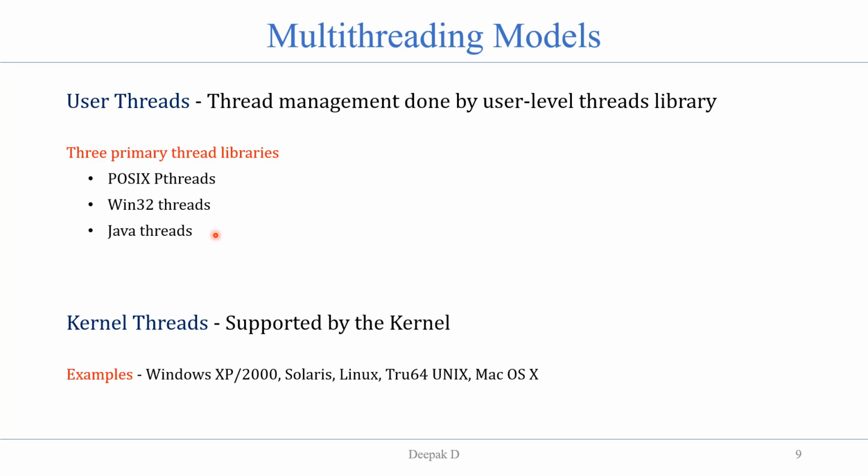The next one is kernel threads, in the sense that the support is provided by the kernel. User threads are supported above the kernel and are managed without kernel support, whereas kernel threads are supported and managed directly by the operating system. Some examples of kernel threads are Windows XP, Solaris, Linux and so on.